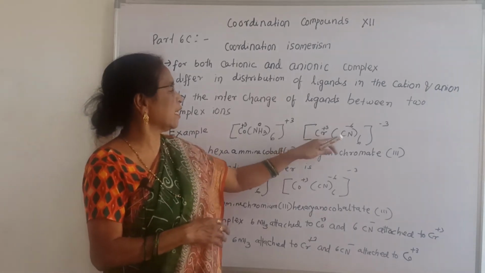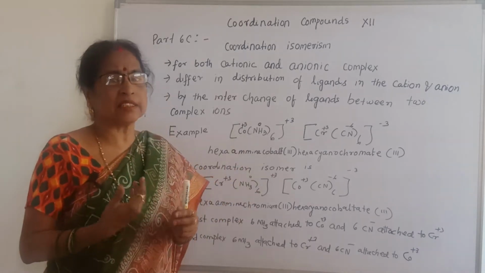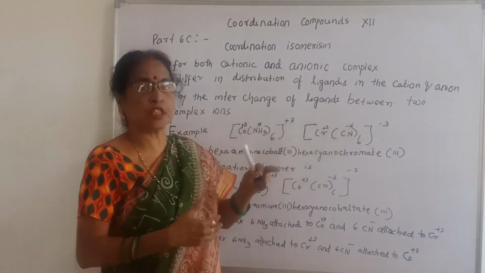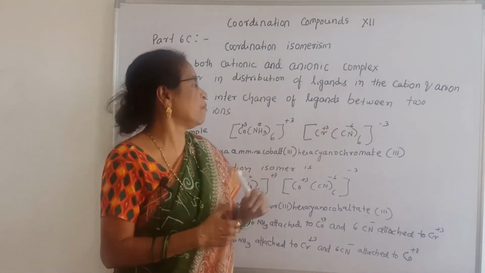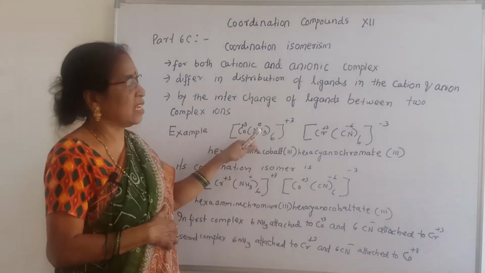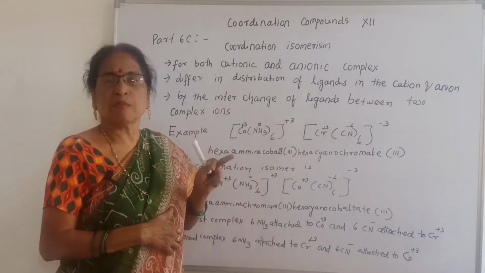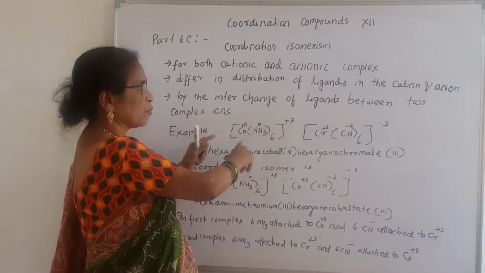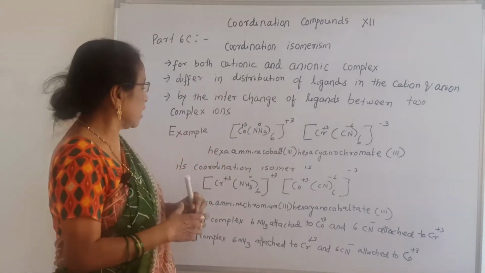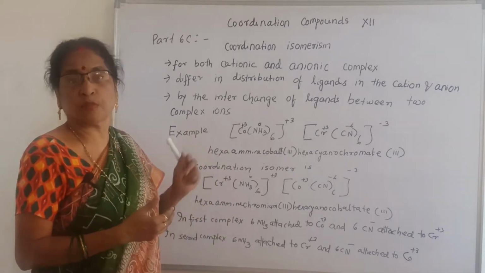Similarly here, Cr is surrounded by six CN ligands, and the CN ligand is negative, so minus 6, and with chromium plus 3, the charge of the complex is minus 3. That means one is a cationic complex having plus 3 charge, and the other is an anionic complex having minus 3 charge. The combination of the two indicates one coordination compound. Then how do we write the coordination isomer?